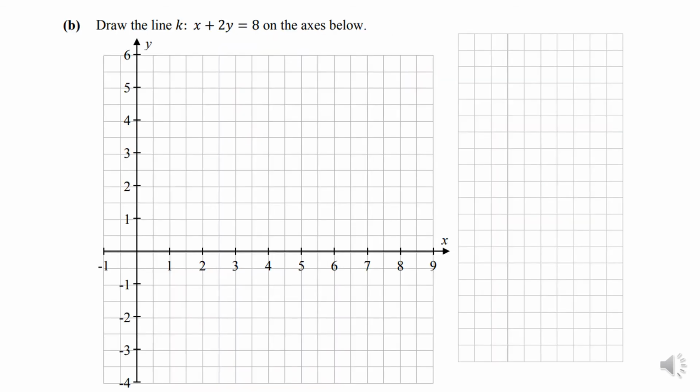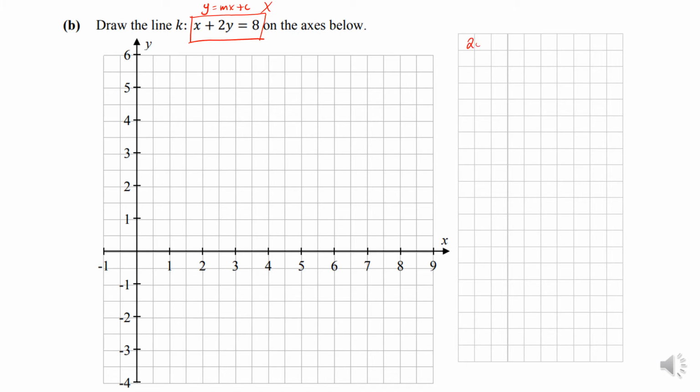Now part B asks us to draw the line x plus 2y equals 8 on the axis below. Okay, and they call it line K. Alright, so we can gain some information from the equation of a line, but it's not really represented as we would like. It's not written as y equals mx plus c. We could rearrange it to look like that. Let me show you that.